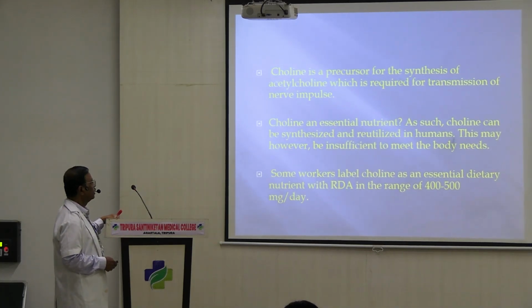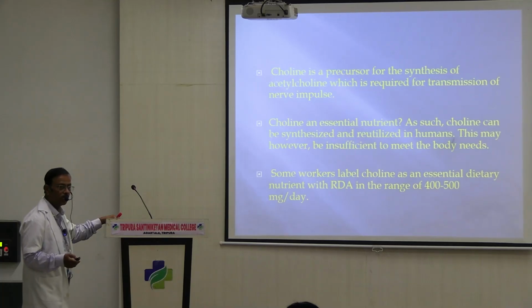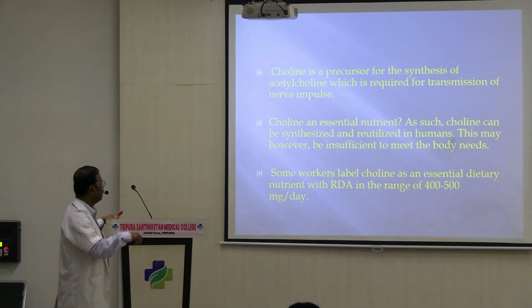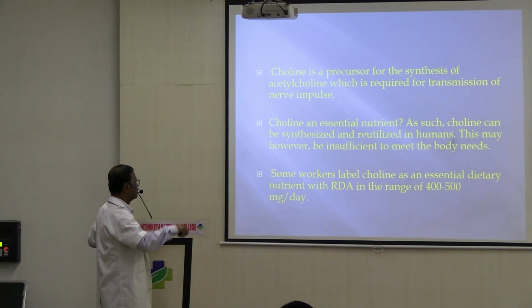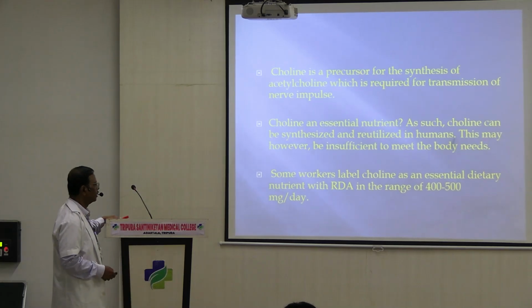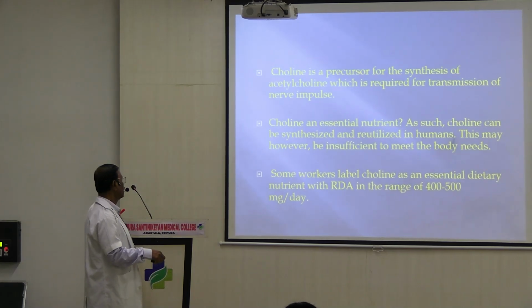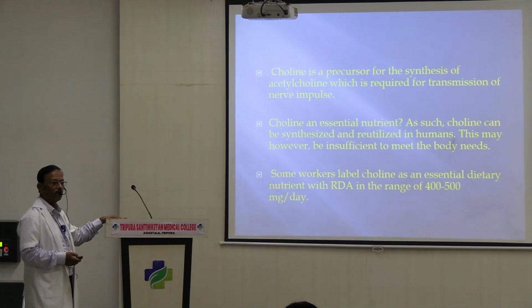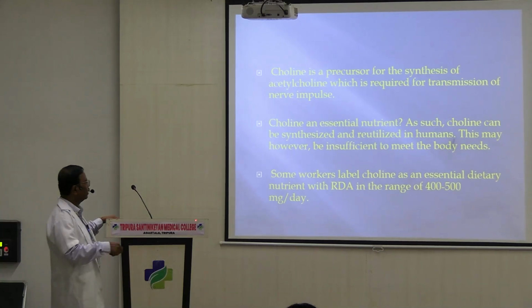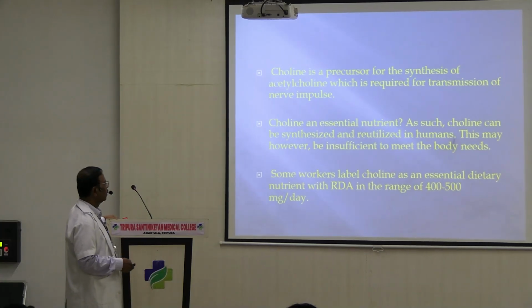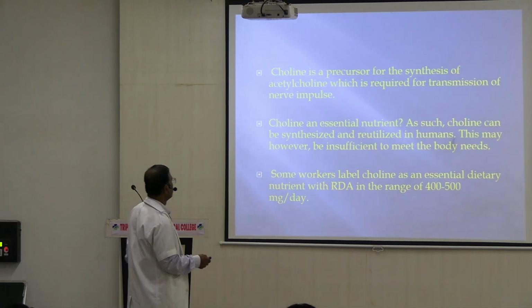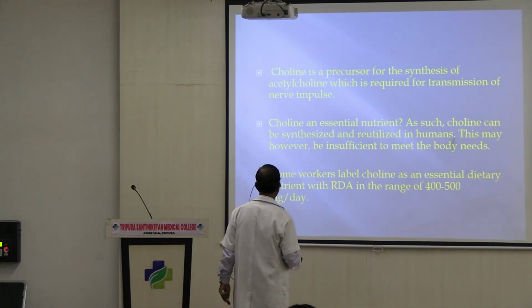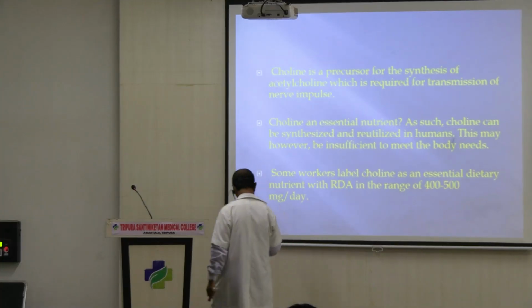Is choline an essential nutrient? Yes. Some workers label choline as an essential dietary nutrient with an RDA ranging from 400 to 500 milligrams. However, human beings can synthesize it. If no other reason for not synthesizing choline is there, then choline is adequately synthesized in the body, and in some cases this may be insufficient to meet the body's need.